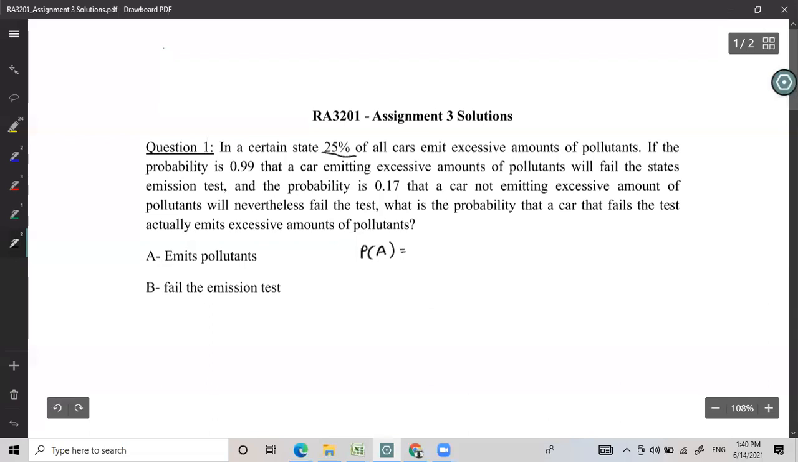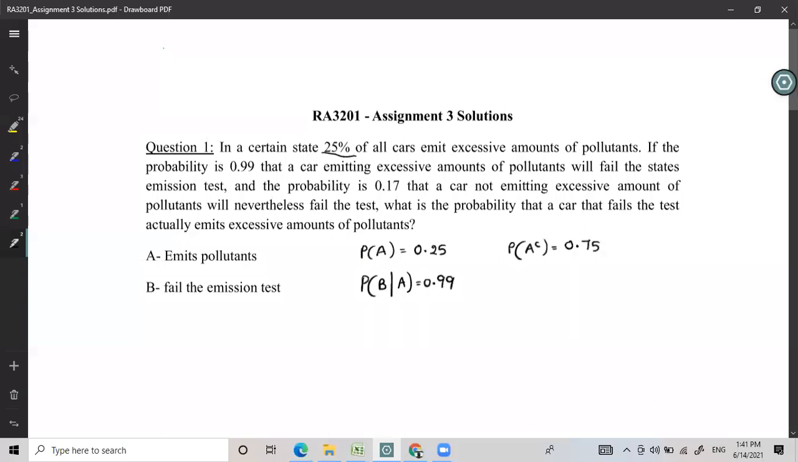PA is emits pollutants, that is 25%. So not A, so I'll say A's complement, that is 1 minus 0.25, which is 0.75. Then you have failed the emission test. It says 0.99 that the car emitting excessive amount will fail the test. So probability of failing the test given the car emits pollutants. What is that? Probability 0.99. Then it says the probability is 0.17 that the car not emitting amount of pollutants will fail the test. So failing the test is B, given not emitting pollutants, that is 0.17.